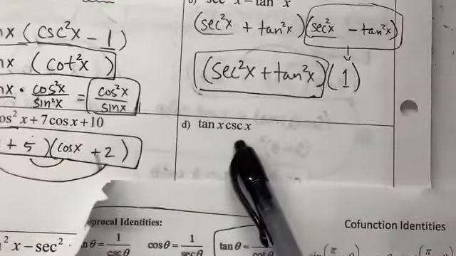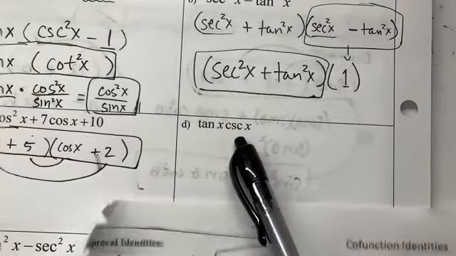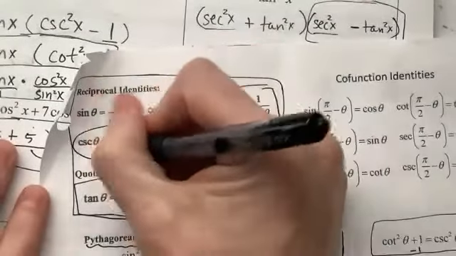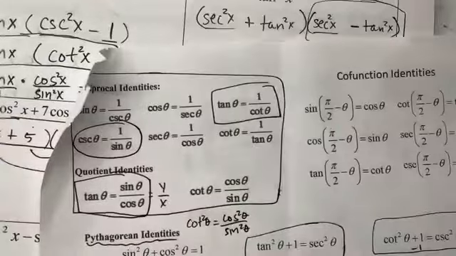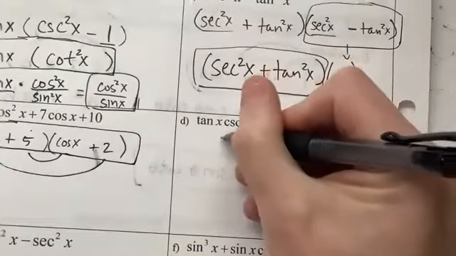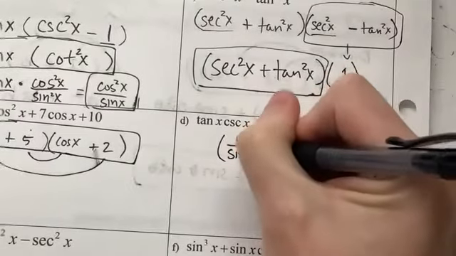Think about what you can change cosecant into. So based on this box I put here, there's only one choice for cosecant. It says cosecant is 1 over the sine. So the cosecant is the reciprocal of the sine. So let's just think, what if we change cosecant into 1 over the sine of x?